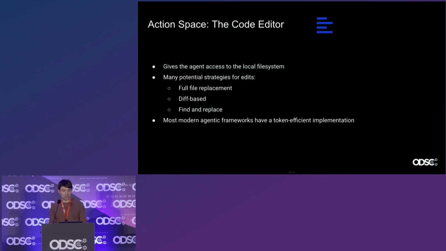And so there are much more sophisticated strategies for code editing these days, using a diff-based editor, just doing string replacement, things like that. Most modern agentic frameworks do have some kind of more sophisticated way of editing files these days. There's also lots of cool stuff you can do with abstract syntax trees and things like that to help the LLM navigate the code base.